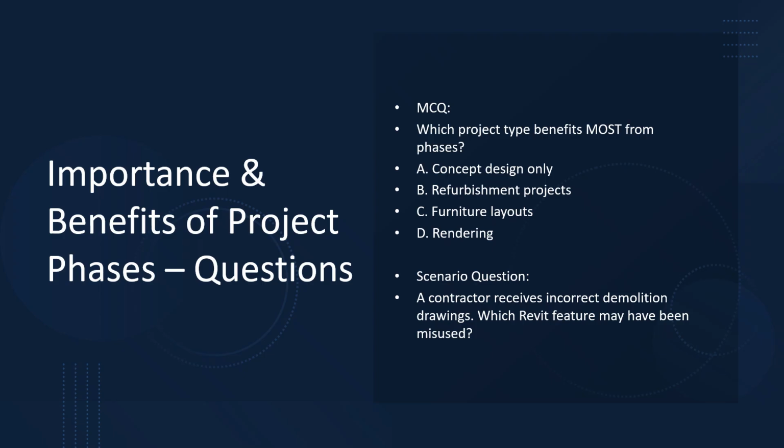Another question: a contractor receives incorrect demolition drawings. Which Revit feature may have been misused? For that, of course, you should be very clear which elements are assigned to which phase. So you also need to check the phase filters, if the phase filters are correct and elements are assigned to a defined phase, so the issue would be solved.